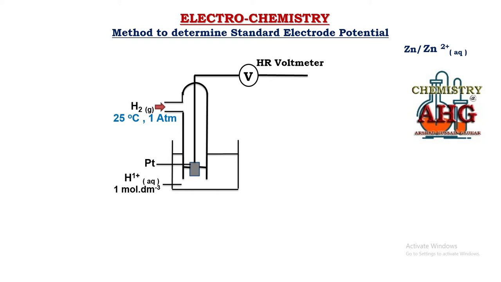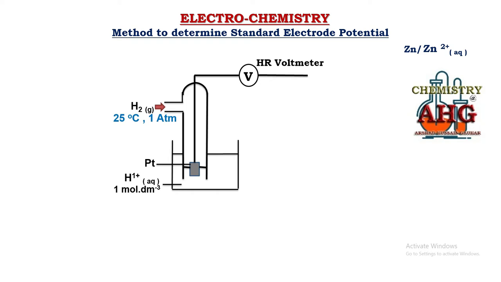Now what will happen? As I have told you, we have assumed the electrode potential of the hydrogen half cell is 0 volt, and when we complete this setup, the voltmeter will show some reading. The deflection shown by the needle of the voltmeter will be the potential of zinc, since the voltmeter gives a potential difference, and the potential difference between the hydrogen half cell and the zinc half cell will be the potential of zinc, because the potential of hydrogen is assumed to be 0 volt.